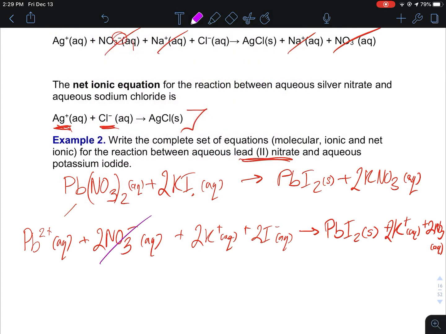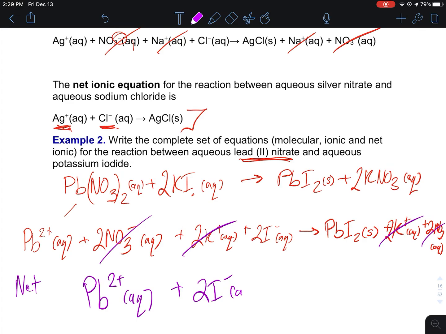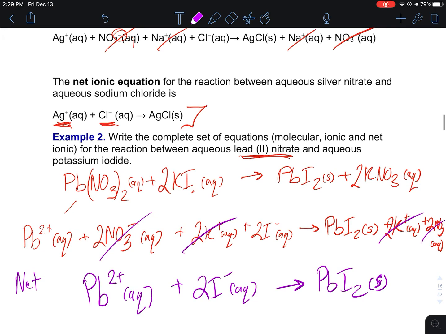We can see that there is some crossing out that can happen. The potassiums and nitrates are on both sides, and so the final net equation is simply to take the lead 2+ aqueous, and add that to 2 iodides, aqueous, and then this causes the creation of lead iodide, that's an S, solid. There we go. Okay, so there's our 3 reactions.